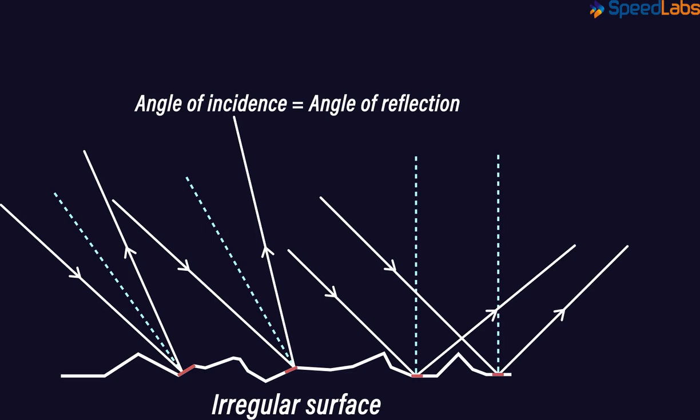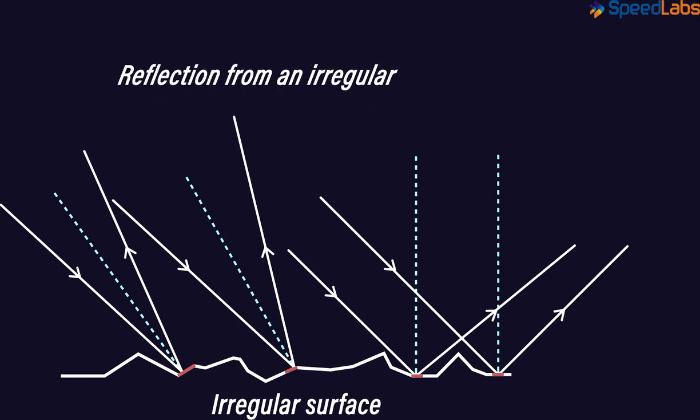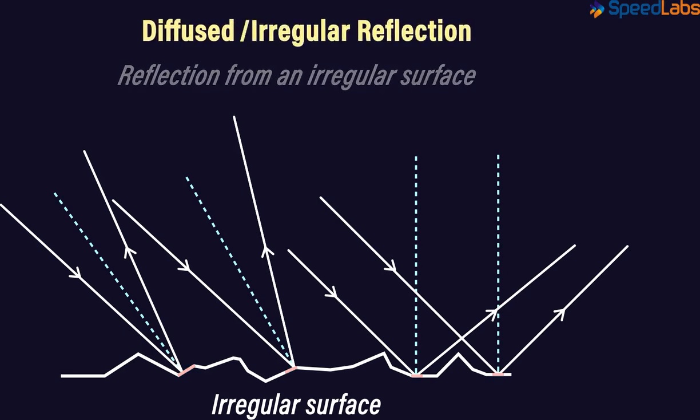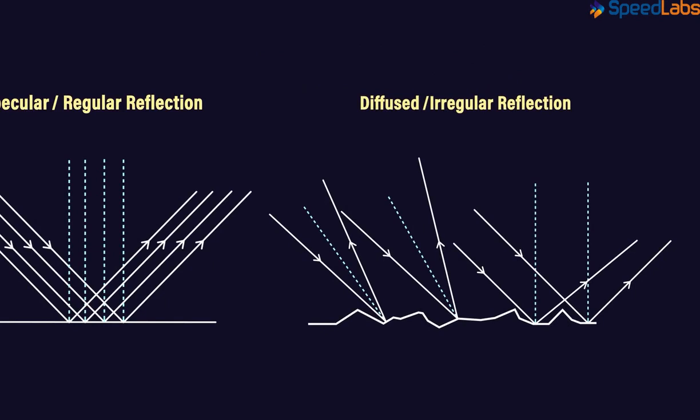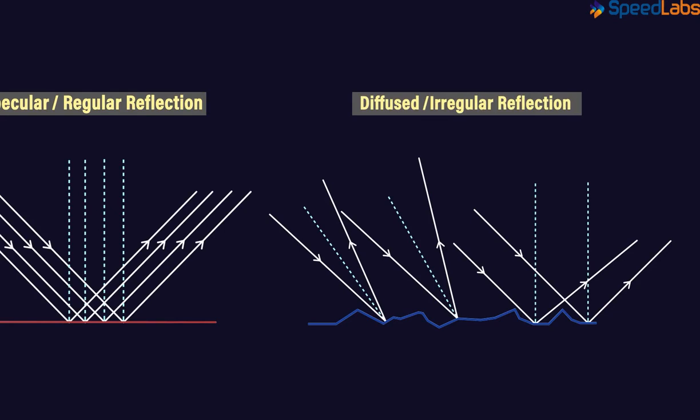So are reflected rays traveling in a group parallel to each other just like incident rays? Not really. In this case, each reflected ray is traveling in a different direction. Such type of reflection from an irregular surface is called diffused or irregular reflection. Let me quickly recap the two important points we learnt. Reflection from a smooth surface is called regular or specular reflection, while reflection from an irregular surface is called diffused or irregular reflection. Most of the surfaces that we come across in our daily life are irregular surfaces.